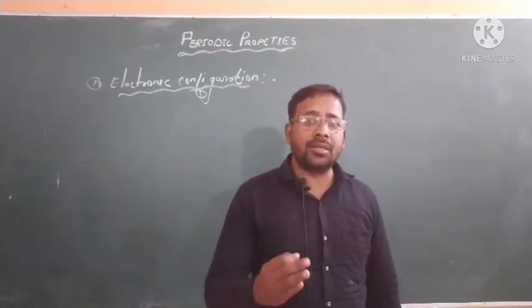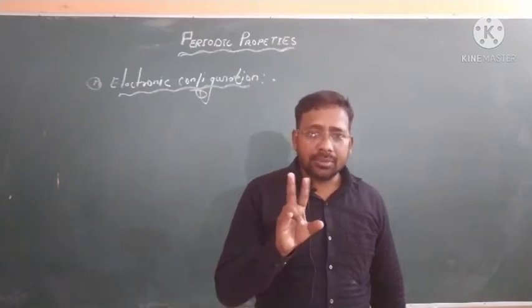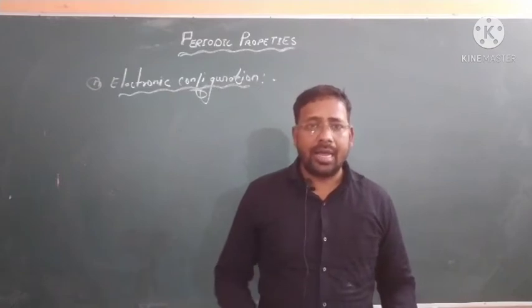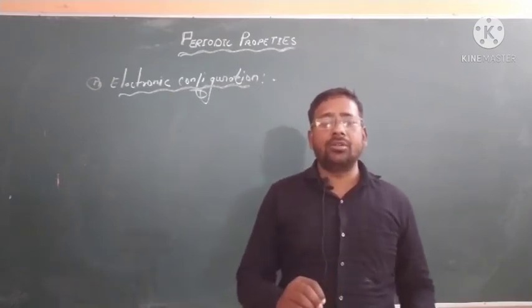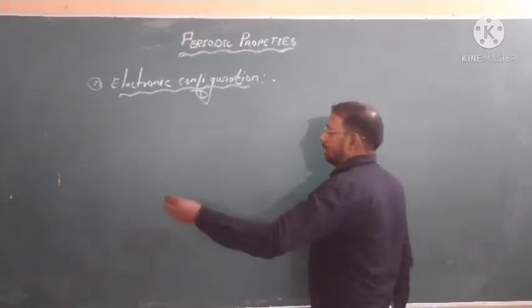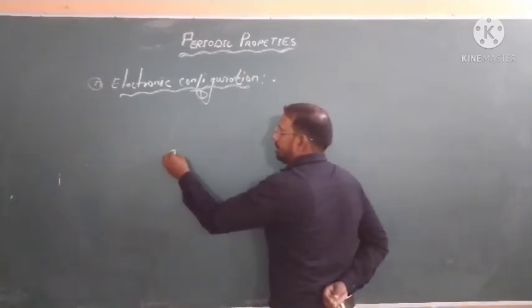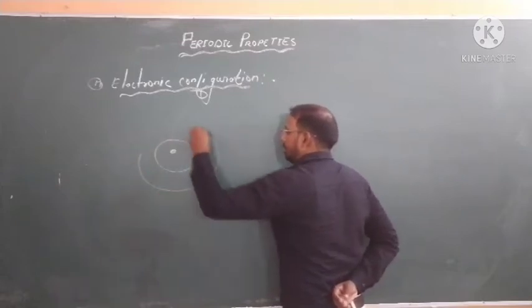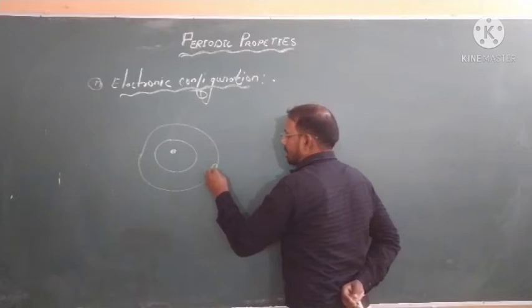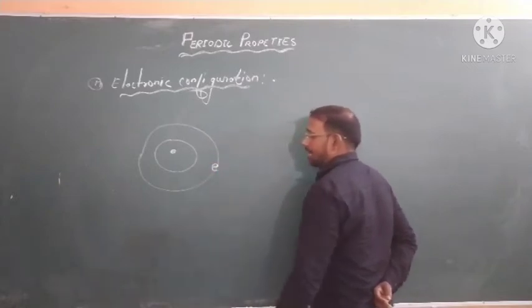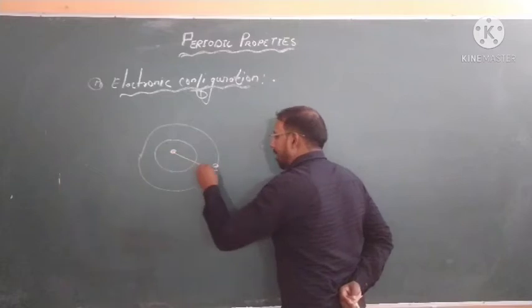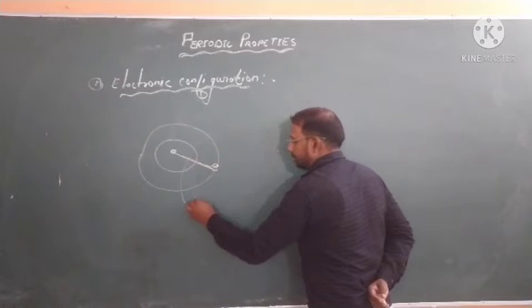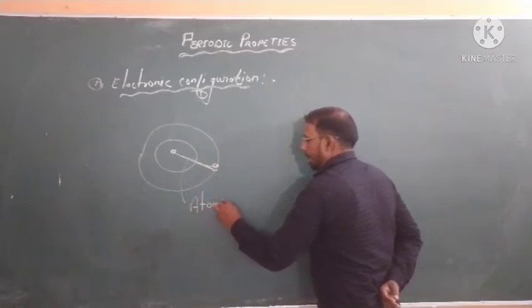And how can we measure it? When two atoms combine to form a covalent bond, in that condition we can find out the atomic radius. Because in your book, it is given: suppose it is a nucleus and electrons are revolving around the nucleus. So you can say that the distance between the nucleus and the outermost electron, the valence electron, is known as the atomic radius.